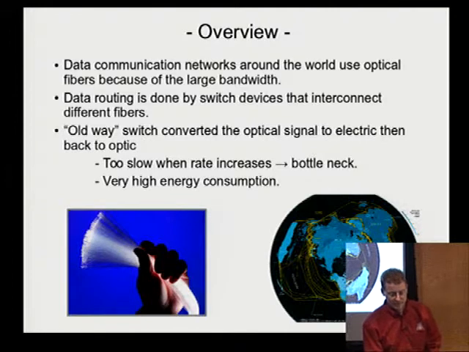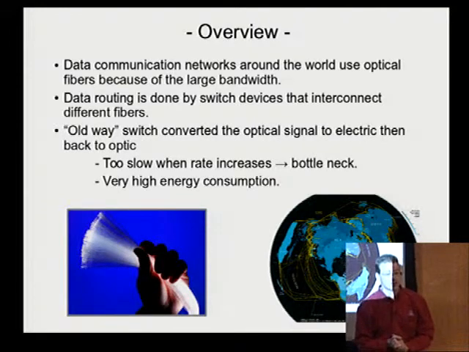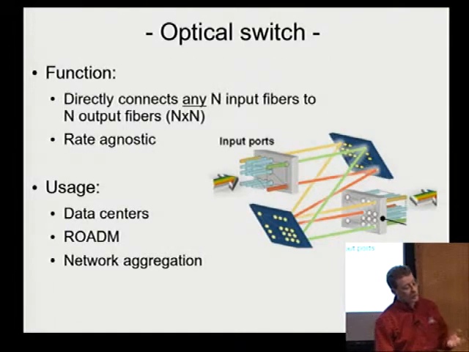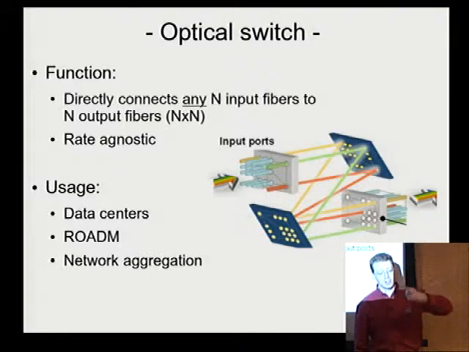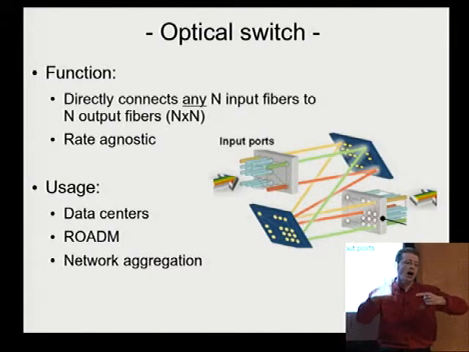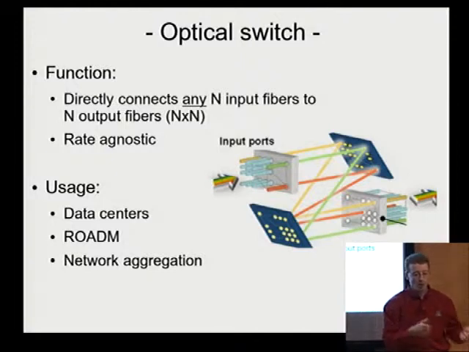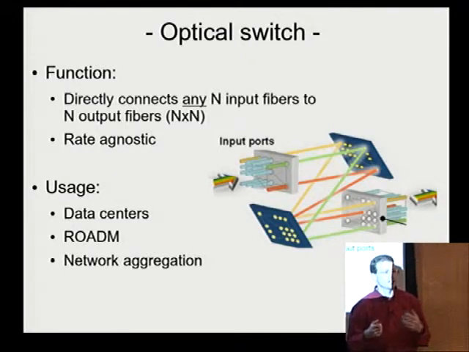Around the world, data communication networks are using optical fibers. They have larger bandwidth than any other means. And that is something that everybody here and online knows. So to redirect the output of one fiber to the input of any other fiber and interconnect users, but also networks, there are switches in the infrastructure fabric.